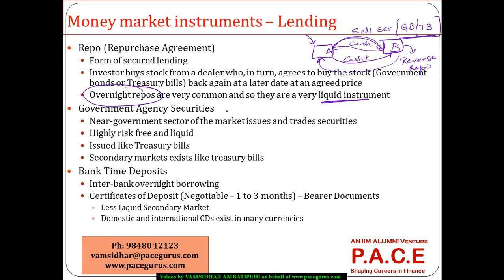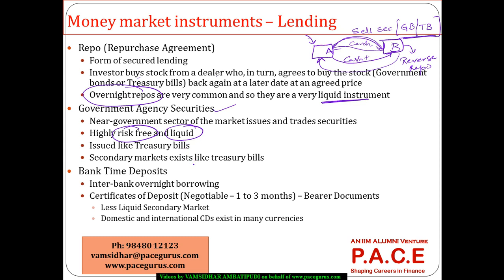Apart from these, there are a few more money market instruments like government agency securities, which are almost like government. The companies are almost as secured as the government. They issue the securities and they trade in them. They are not government, but almost similar to a government, like quasi-government bodies or government sponsored enterprises. They are highly risk free like a government. So they are not treasury bills, but they are almost similar to treasury bills in various aspects.